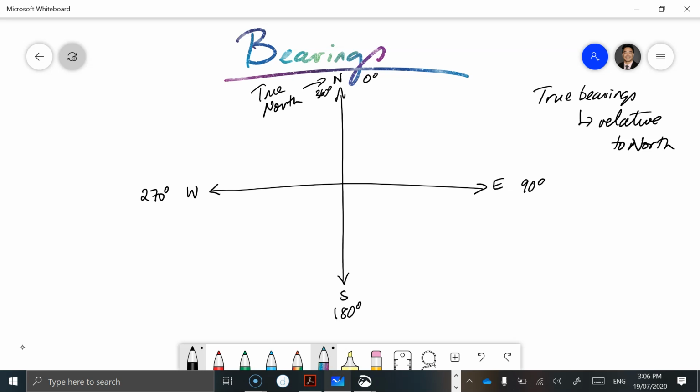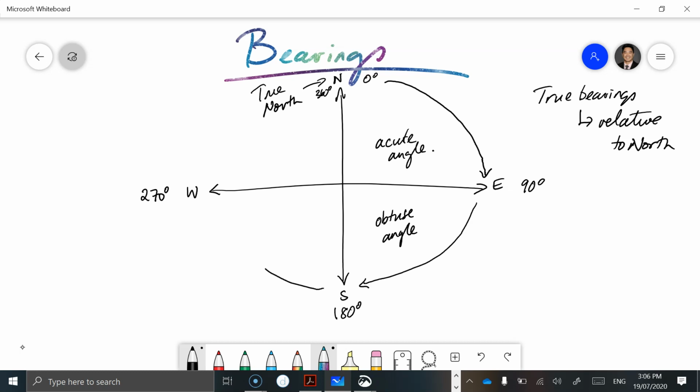Anything in this quadrant going from 0 to 90, we're looking at an acute angle. Anything that goes from 90 to 180, we're looking at an obtuse angle. Then if we're going around clockwise up to 270, we're looking at a reflex angle. And going back to north, we're still looking at reflex, and all the way around to the top, we're looking at a revolution.